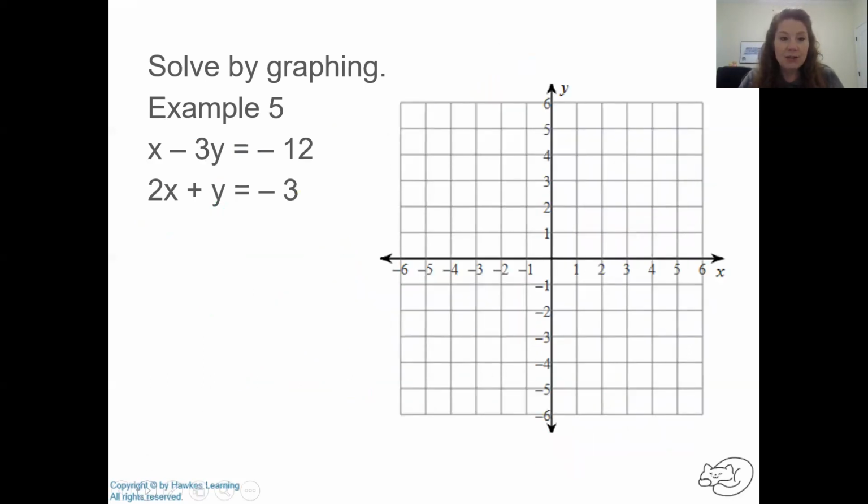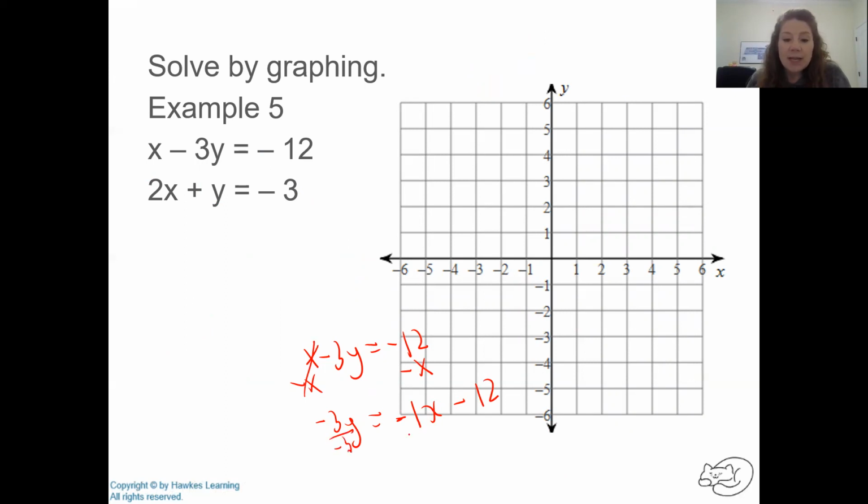All right, let's do these two. Now, neither of these are in slope-intercept form, so we have to solve for y. So I'm going to write the bottom one down here so I can solve for y. I'm going to subtract x from both sides first. So that's gone. So I have -3y is equal to -1x minus 12. If you don't see a number, it means it's always a 1. Now I'm going to divide every single term by -3.